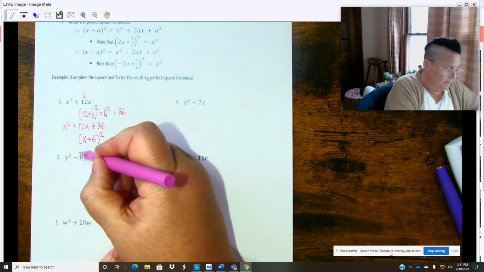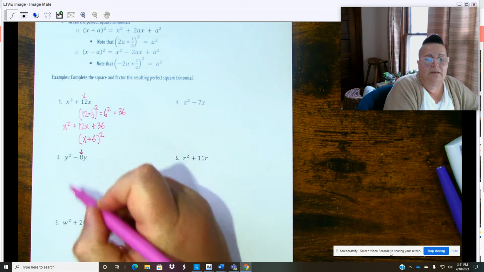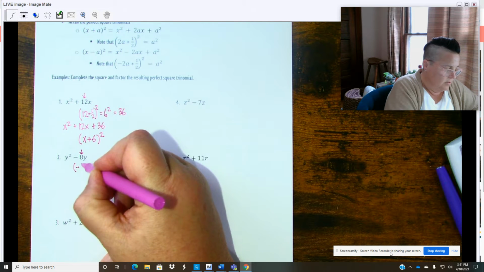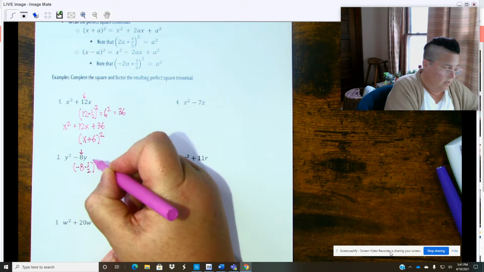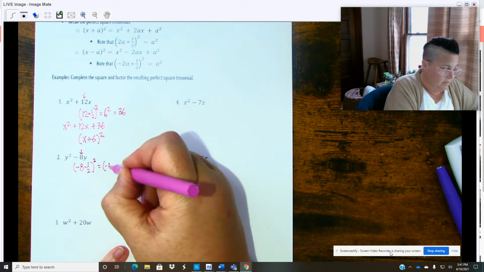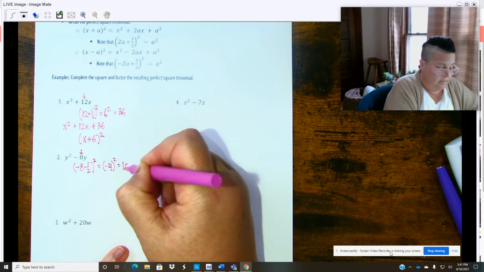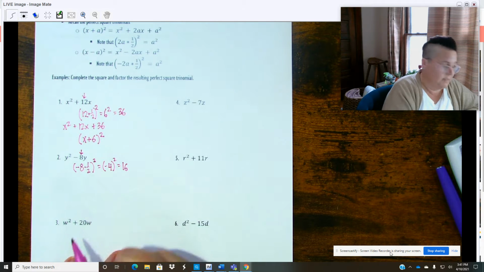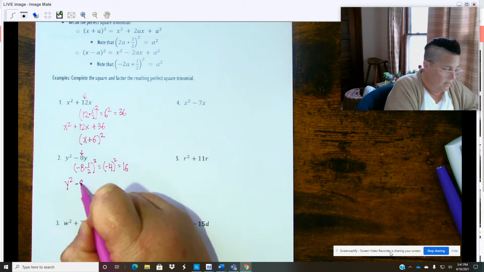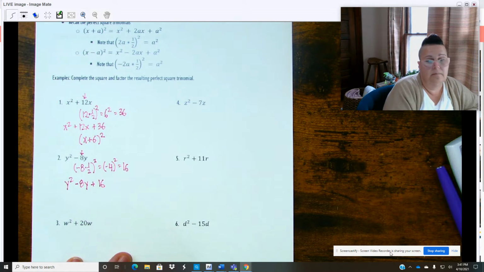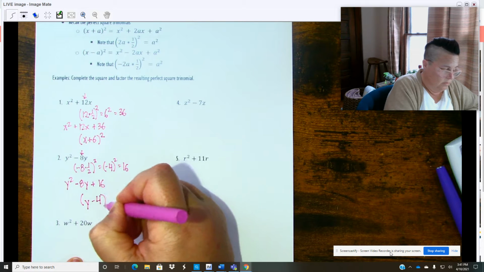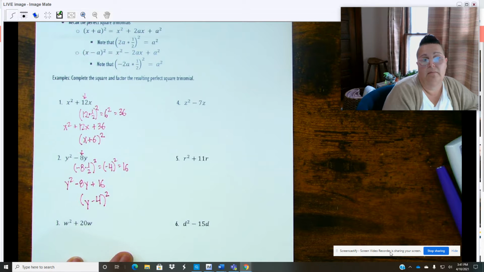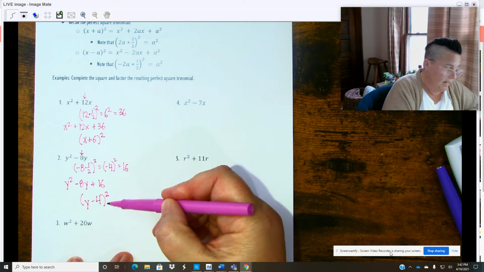Here I have y squared minus 8y. Since minus 8 is my coefficient of the linear term, or of the just y term, I'm going to multiply that by 1/2 and square it. That's going to give me a minus 4 squared, which is 16. This will convert my y squared minus 8y into y squared minus 8y plus 16, which is now a perfect square trinomial, and I can rewrite as y minus 4 squared. Okay? We are completing the square and giving the resulting perfect square trinomial, and it's factored.